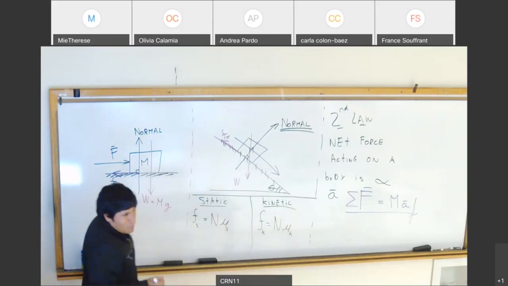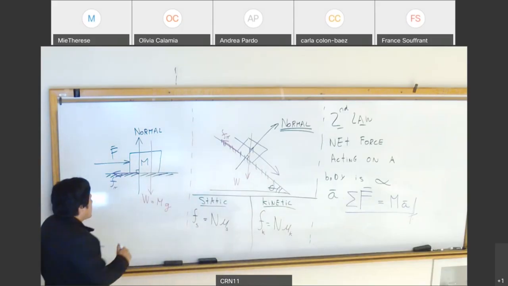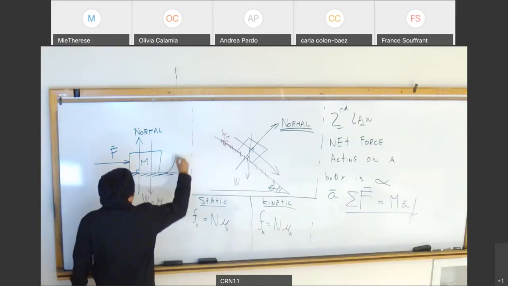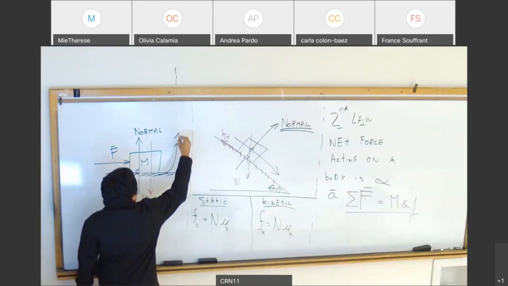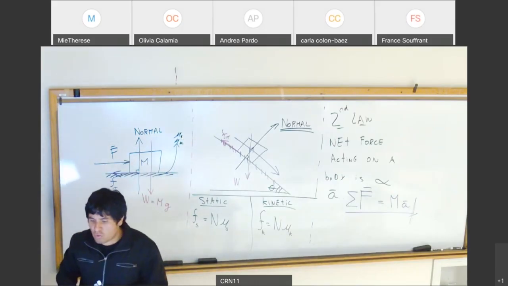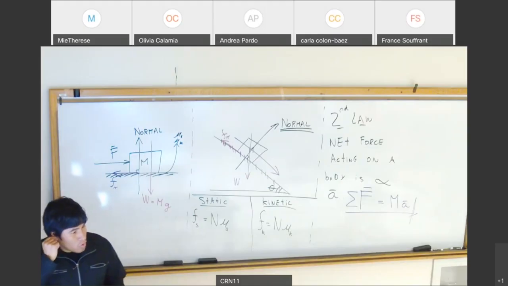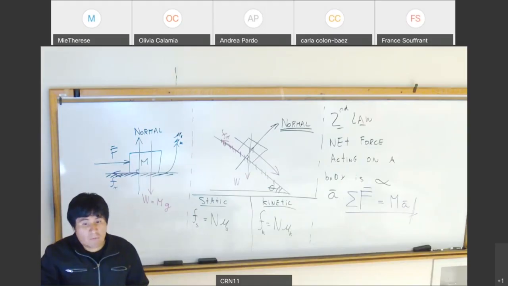So you're probably wondering, what's that mu? Mu is a particular property of a surface. A surface normally has both mu s and mu k. And as you probably are guessing, static friction is the friction due to a body that is not moving. Kinetic is the friction due to a body that is already moving.